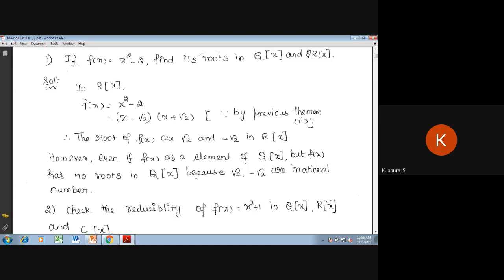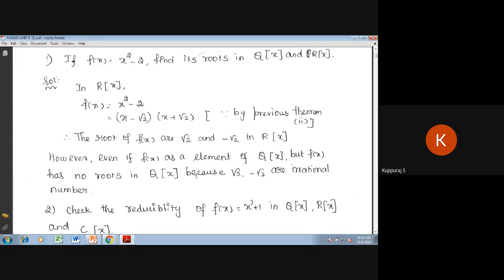So how to find the root of this polynomial? The given polynomial can be equated to 0. So x square minus 2 equals 0. Then minus 2 is taken to the right side, that becomes plus 2. So x square is equal to 2. Then taking the square root on both sides, x is equal to plus or minus square root of 2. By using the roots, x square minus 2 can be expressed as a product of linear polynomials, that is x minus root 2 into x plus root 2.